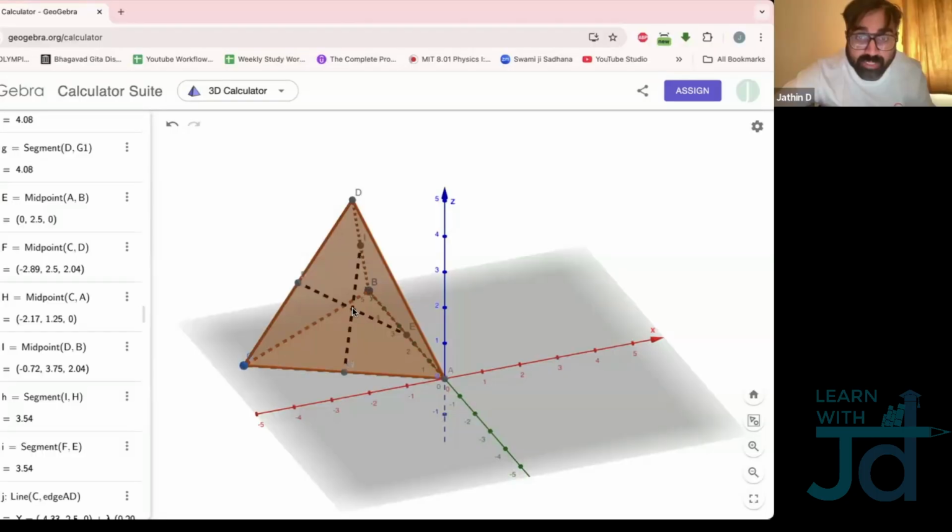Then I am taking H and I. Can you see H and I? Midpoint of the other two edges, opposite edges. H and I. Can you see I there? हाँ दिख गया. I'm just joining a segment H and I. देख. So I've drawn two midpoints of opposite edges. So obviously it's meeting at a point.